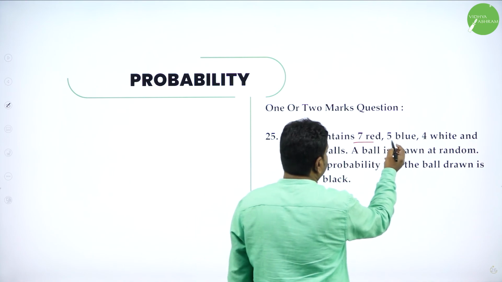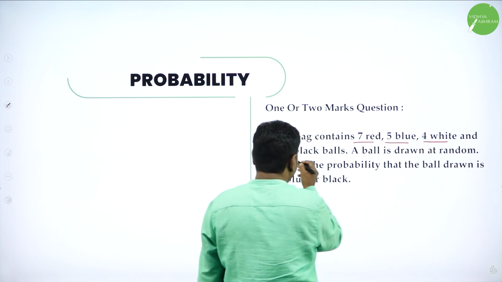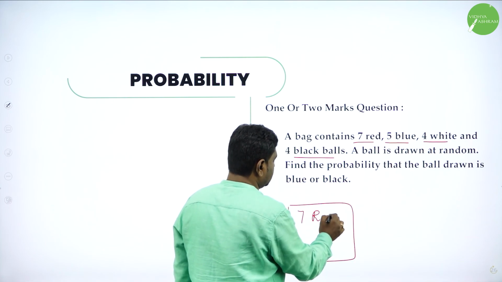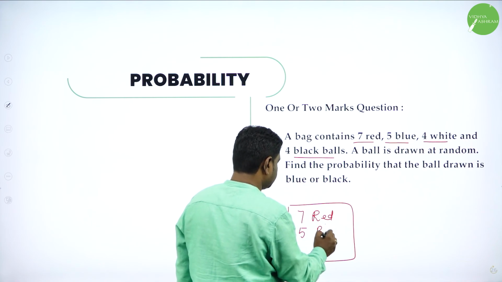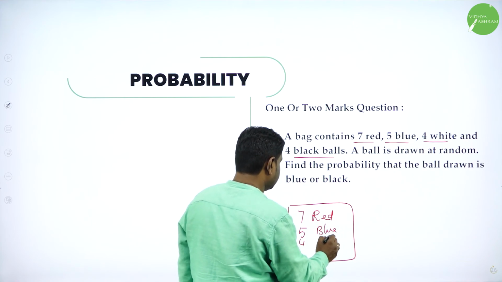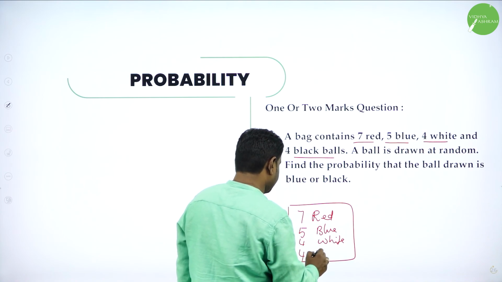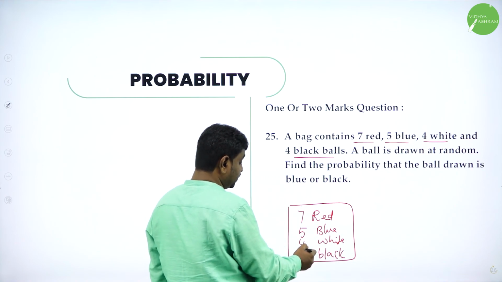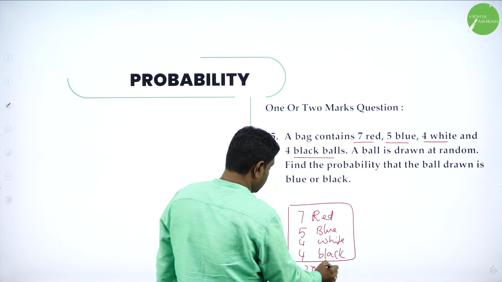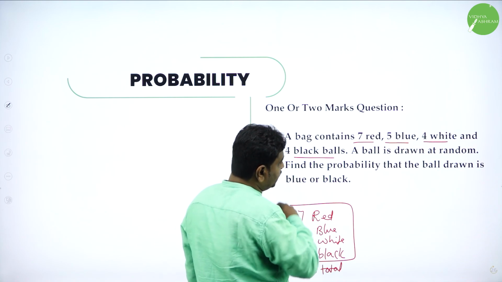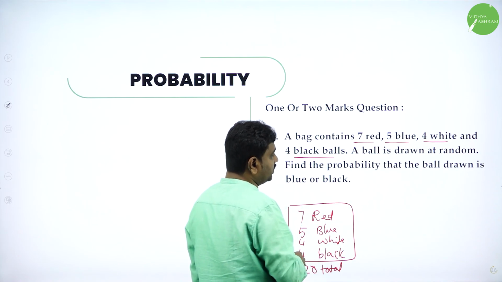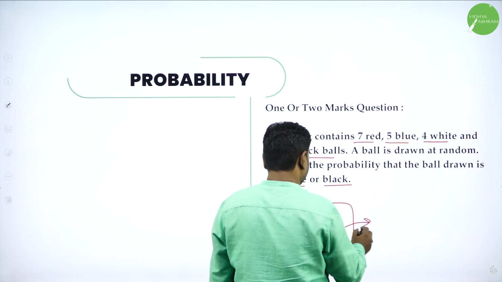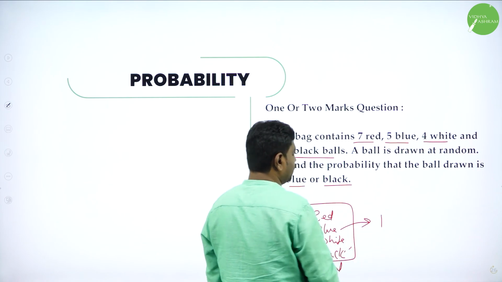A bag contains 7 red, 5 blue, 4 white and 4 black. So there is a bag in which I have 7 red, 5 blue, 4 white and also 4 black. So total how many do I have? 7 plus 5, 12, 12 plus 4, 16, 16 plus 4, 20. Total 20 balls are there. Find the probability that a ball drawn at random is blue or black. One ball you are drawing.